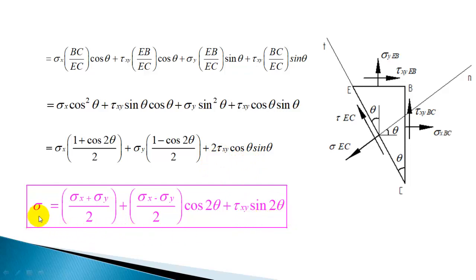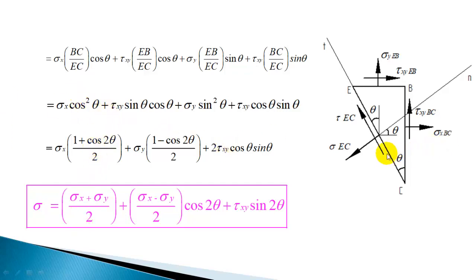So you'll get the normal stress as sigma x plus sigma y by 2, plus sigma x minus sigma y by 2 cos 2 theta, plus tau xy sin 2 theta. That will give the normal stress on a plane inclined at theta from the vertical when it is subjected to a two-dimensional state of stress.